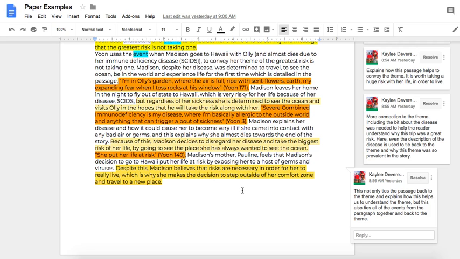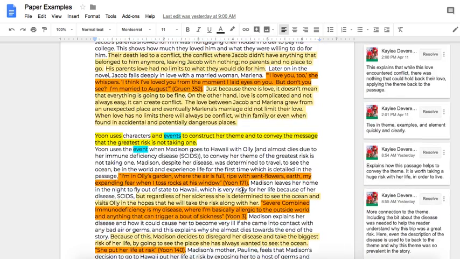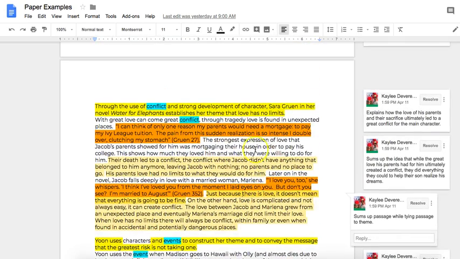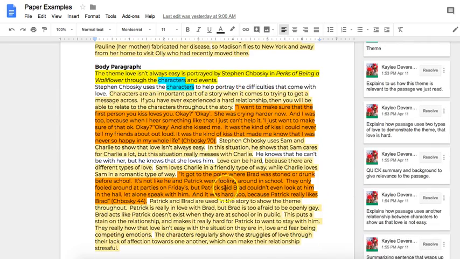So each of these has some introduction to the passage, then it's got some summary of the passage, and then following that summary, there is a connection back to the theme. So we always connect back to how this event helped us to understand, in this case, that the greatest risk is not taking one. So I just walked you through this one passage, but there are others. This paragraph talks about conflict, and this paragraph talks about the use of characters. This one is very strong, okay?